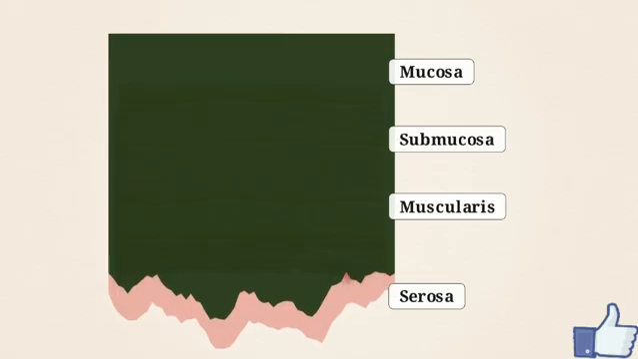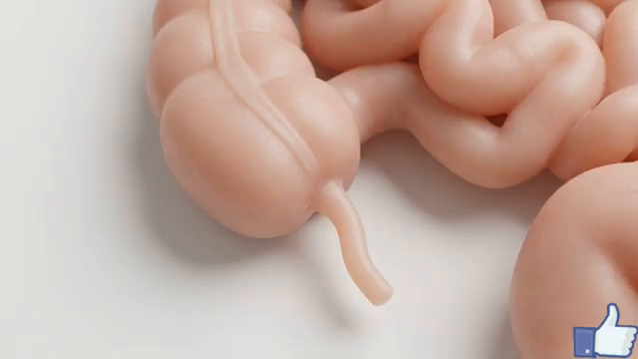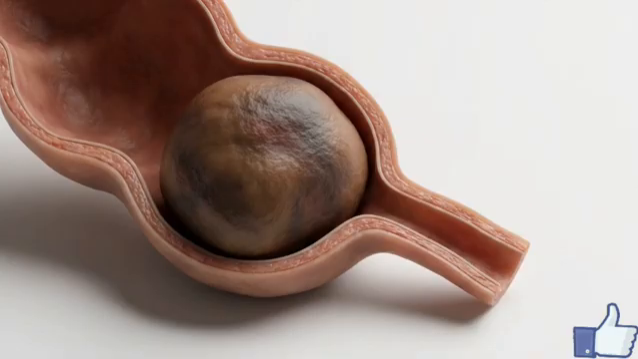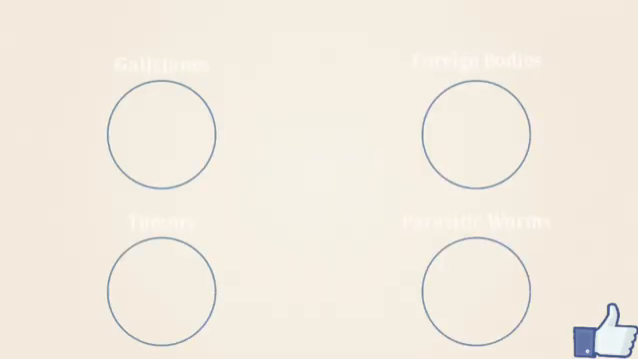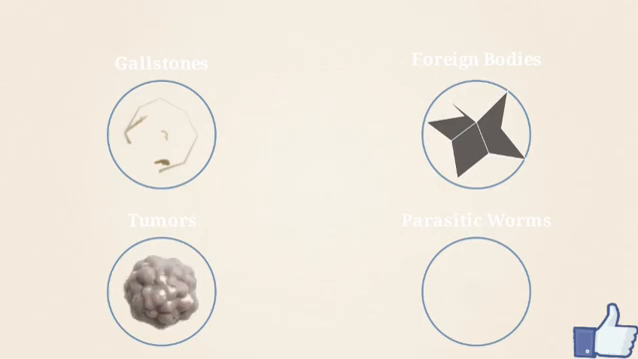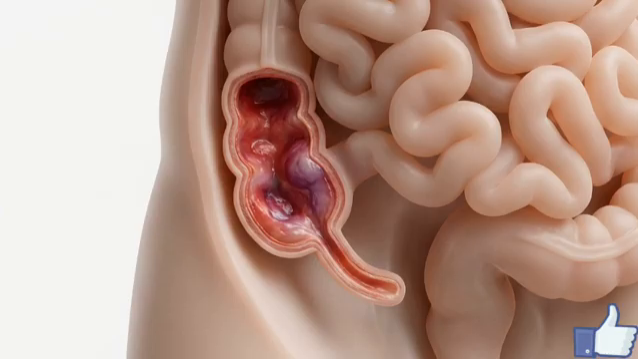The path to organ failure begins with a mechanical event, the obstruction of the appendiceal lumen. The causes for this blockage are diverse. A fecalith, a hardened mass of feces, is the most common, but the lumen can also be obstructed by gallstones, foreign bodies, tumors, or parasitic worms. While non-obstructive causes like vascular occlusion exist, they're less common. Regardless of the trigger, the result is a rapid disruption of the organ's internal environment.